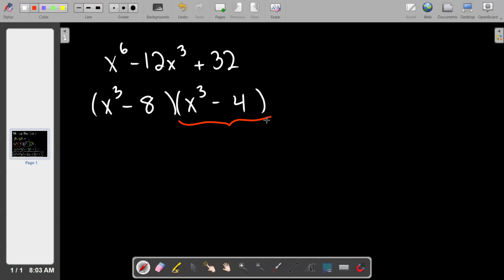Maybe someone might say it's a difference of cubes. Someone else might say it looks like a difference of squares. And while both of those people, their hearts are in the right place, they're both sadly mistaken, right? Where does it fail in being a difference of cubes? The thing I have underlined in red, where does it fail in being a difference of cubes? The 4 is not a cube.